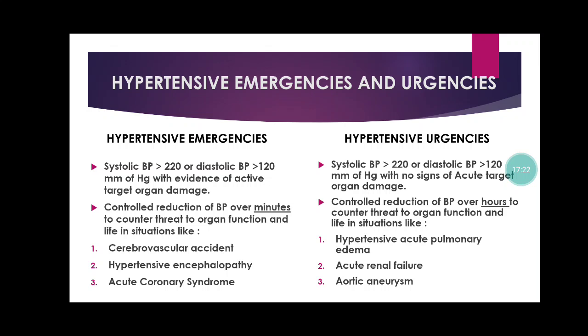In hypertensive emergencies, the BP is supposed to be controlled within minutes to counter the threat to organ function and life. Whereas in hypertensive urgencies, this can be done over hours as there is no sign of TOD. This can occur in situations like cerebrovascular accident, hypertensive encephalopathy, acute coronary syndrome, hypertensive acute pulmonary edema, acute renal failure, aortic aneurysm.